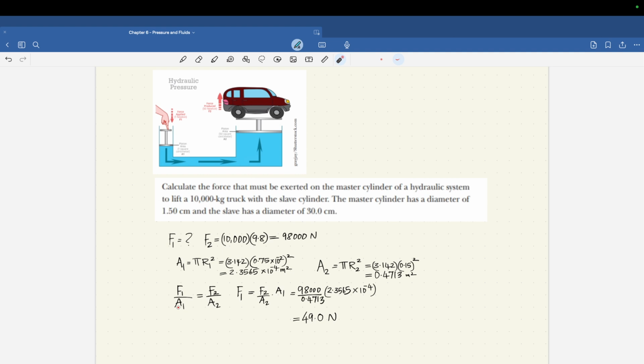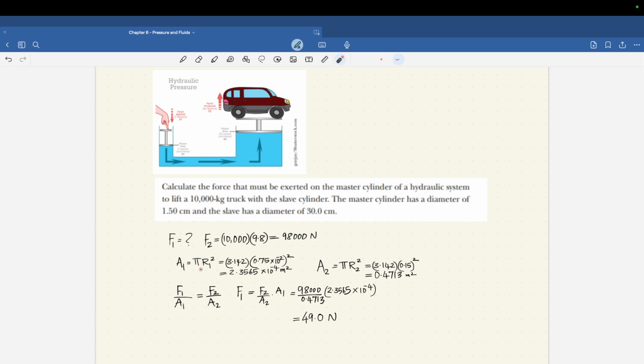I've just taken A1 to the other side. It goes to the numerator. That's math. And then plugged in the numbers: F2 by A2 times A1. And I get 49.0 Newton. So such a small force can be used to lift 98,000 newtons. No wonder the diagram shows somebody using a little finger.